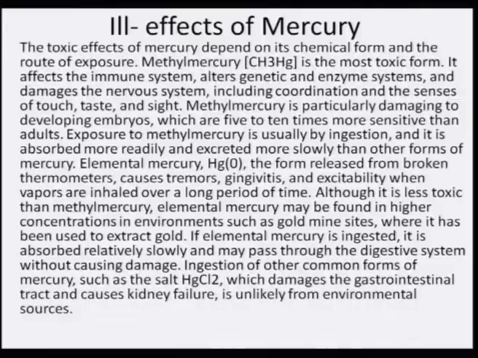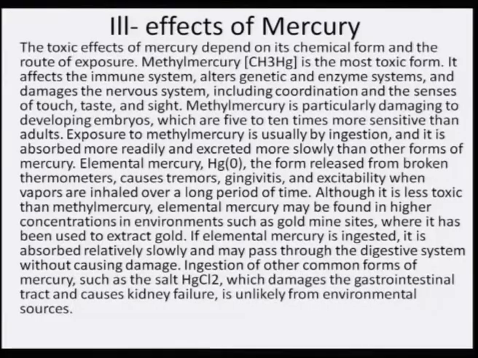Ill effects of mercury. The toxic effects of mercury depend on its chemical form and the route of exposure. Methyl mercury, that is CH3Hg, is the most toxic form. It affects the immune system, alters genetic and enzyme systems, and damages the nervous system, including coordination and the senses of touch, taste and sight. Methyl mercury is particularly damaging to developing embryos, which are 5 to 10 times more sensitive than adults. So, for a fetus it is highly dangerous.